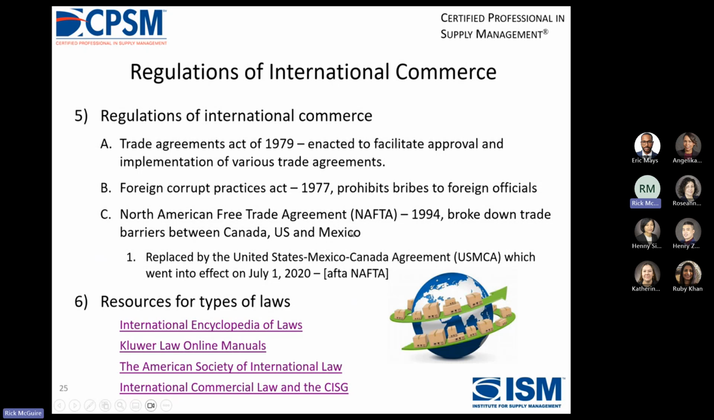And then the North American Free Trade Agreement, otherwise known as NAFTA, from 1994, broke down a lot of trade barriers between Canada, US, and Mexico, not all of them, but most of them. And it was replaced just recently in July 2020 by the USMCA, United States Mexico Canada Agreement, otherwise known as NAFTA 2.0. So here's some websites if you want to go study international law.